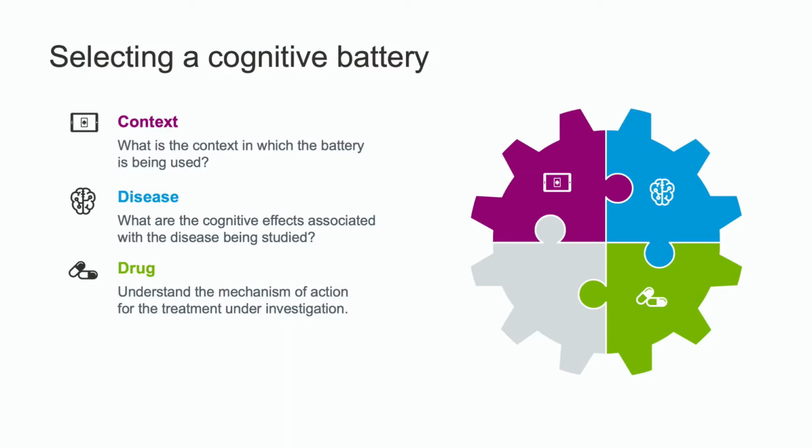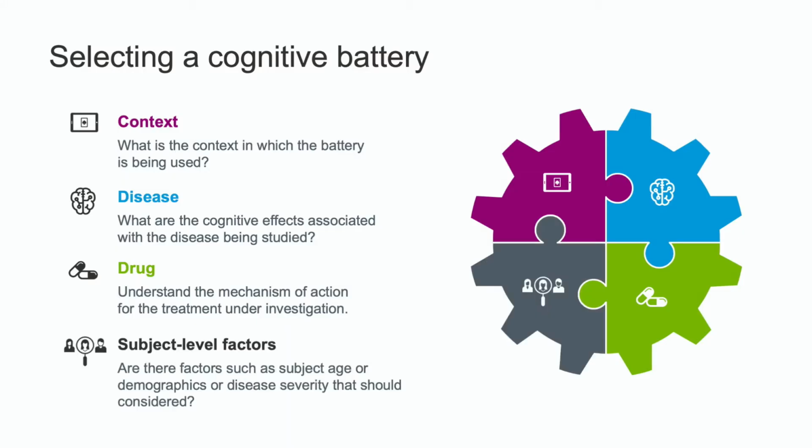And lastly, we need to think about subject level factors. So are there particular factors of this study population that we need to take into consideration when selecting the cognitive test battery? For example, what is the age of the population? Are they pediatrics? Are they children? And are they adolescents or adults? If they are adults, are they older adults?